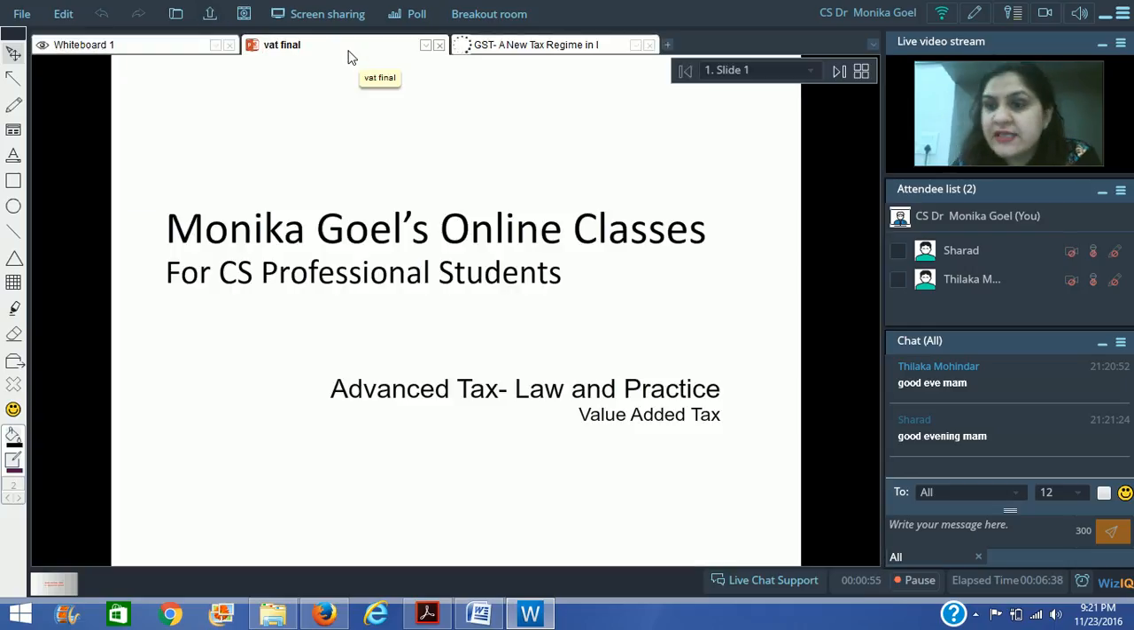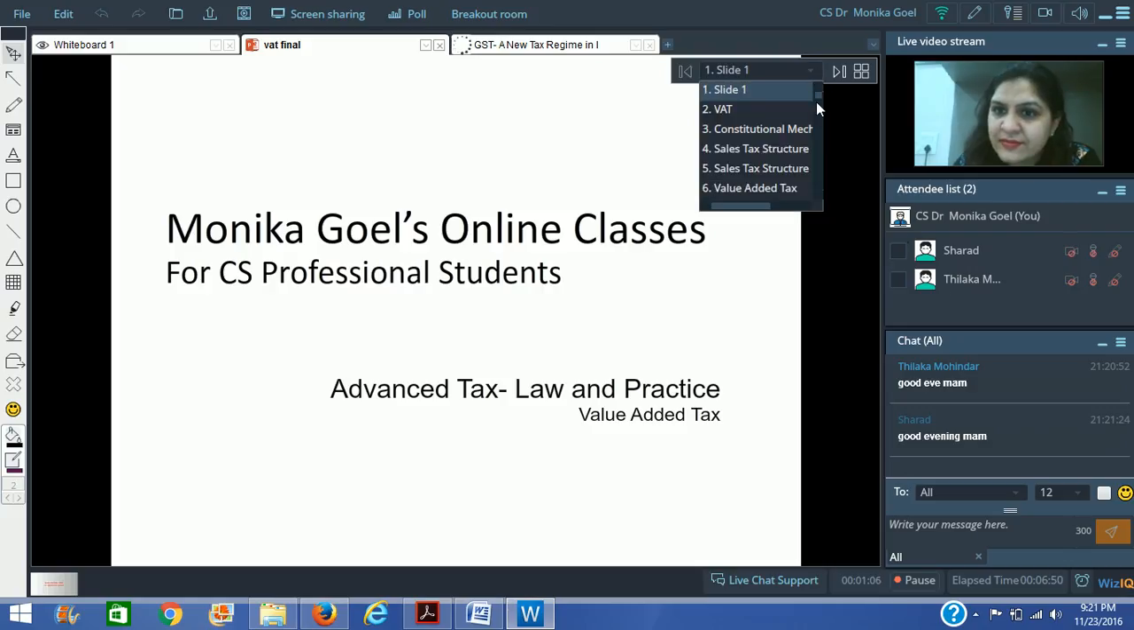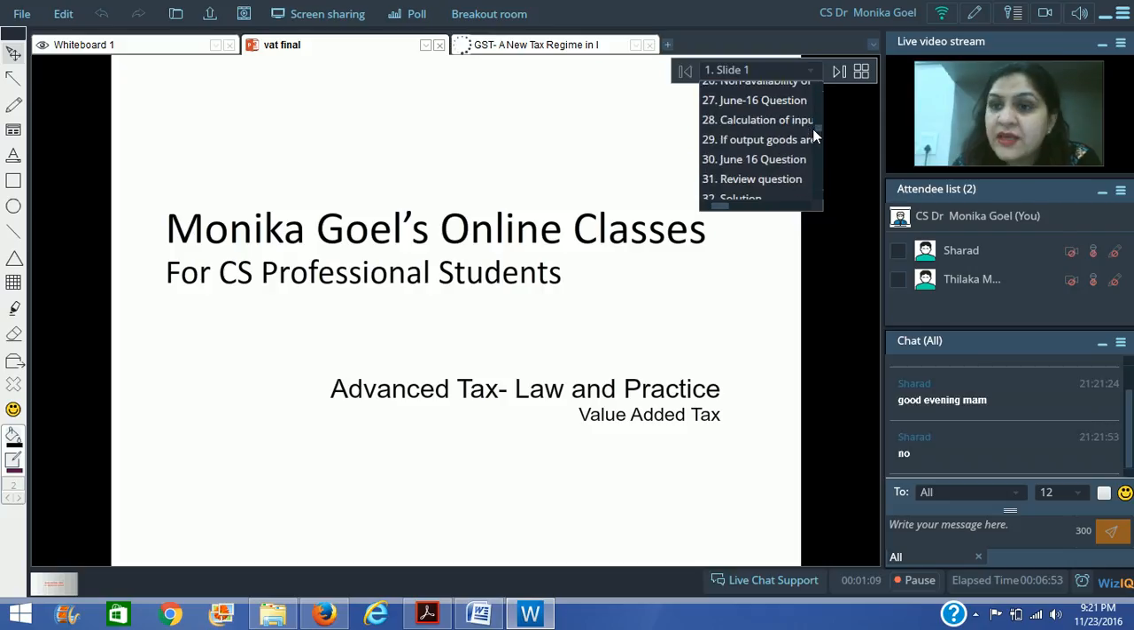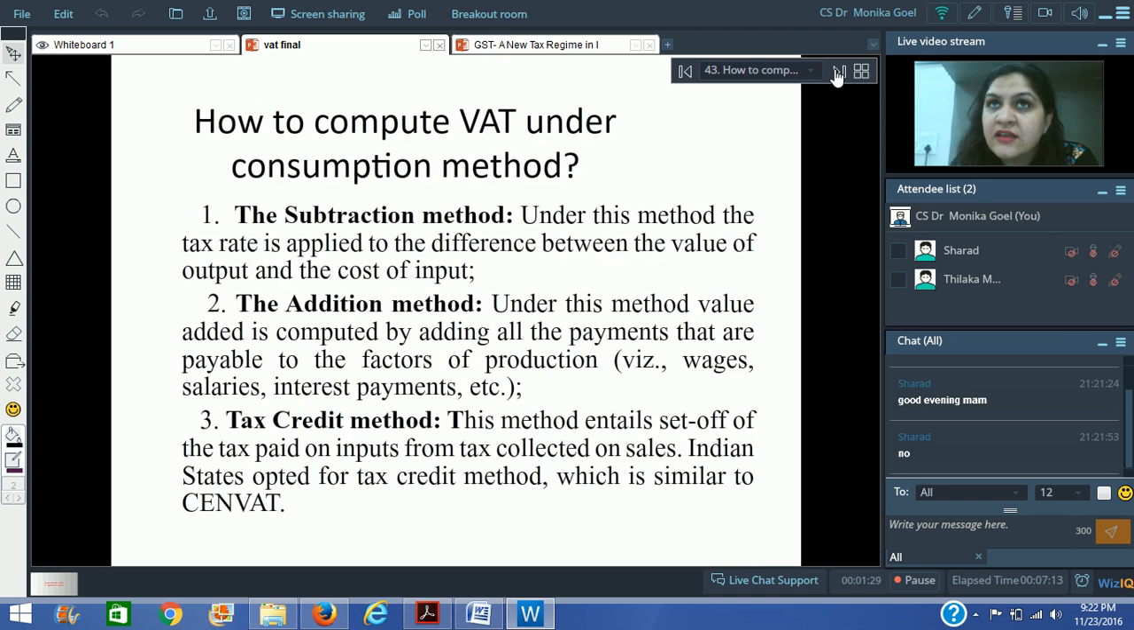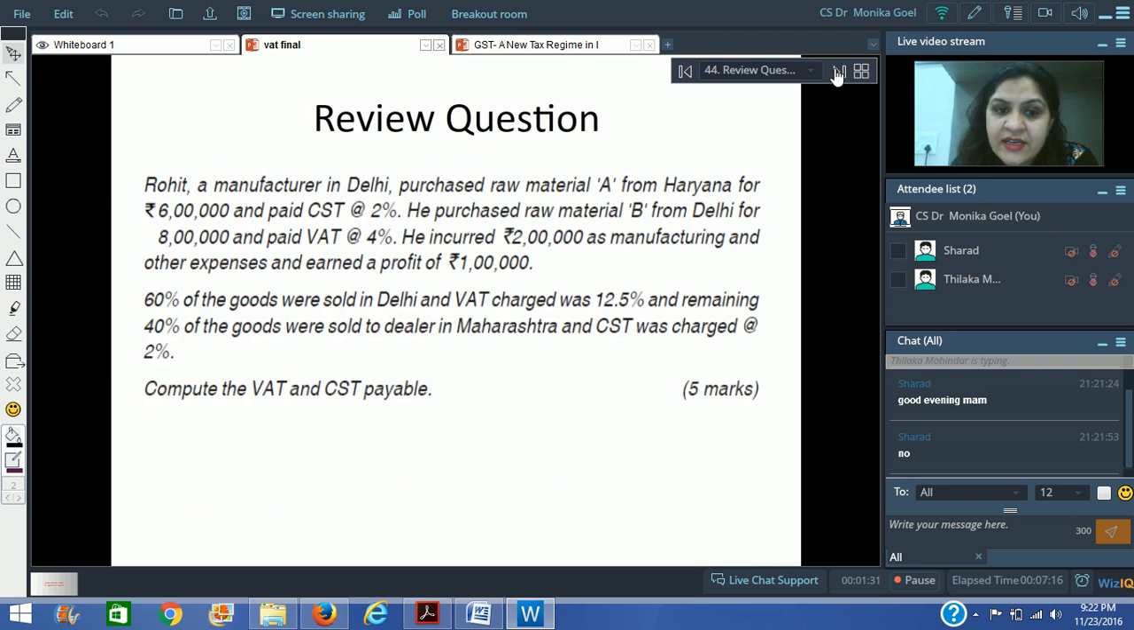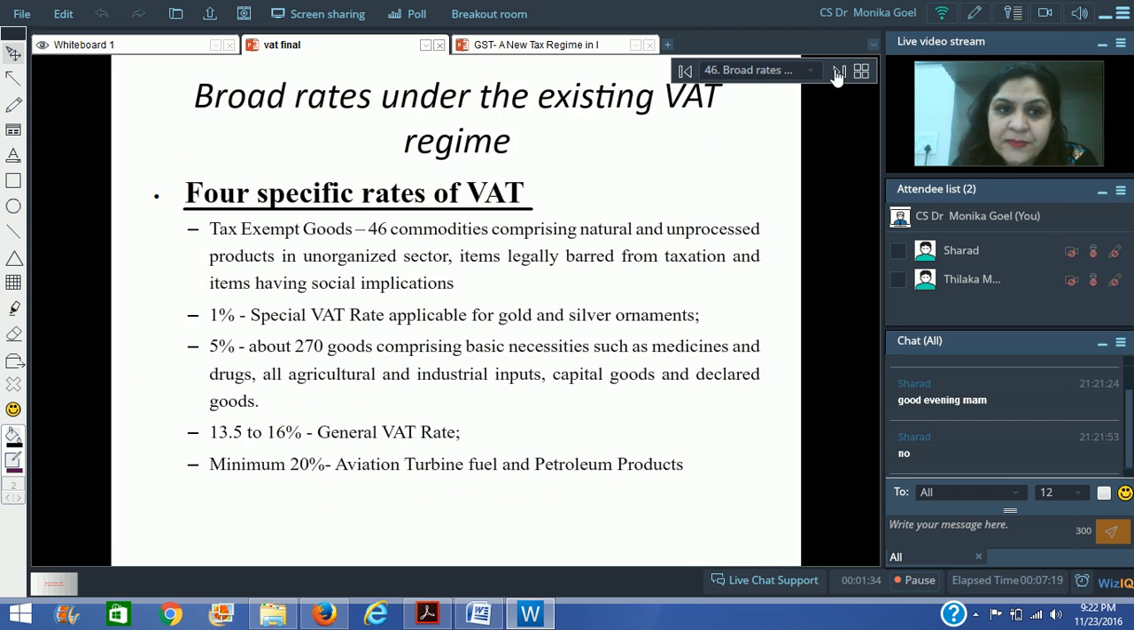Yeah, so in the last class yesterday we were discussing VAT. Any questions, any queries related to that? We had discussed how we calculate the VAT liability. We also discussed how we calculate VAT in case of stock transfers under different variants. Then which method we have followed in India: the subtraction method, the addition method, or the tax credit method. And we had done some practical questions also.